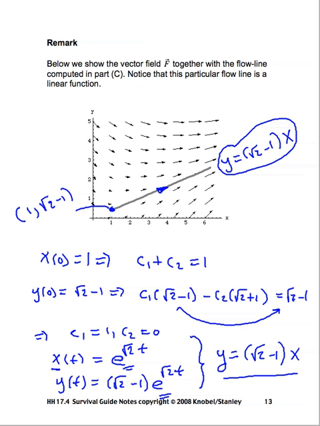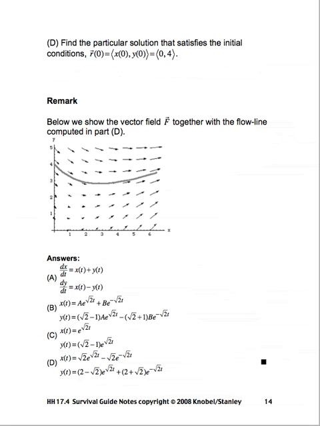Okay, let me just move on here. So as a sort of fun challenge problem, we've got the general solution. Part B gives you the general solution here. So we just did that. We finished part C for the linear flow line, but you can see in this vector field that there's different flows here. Not all the flows are linear.